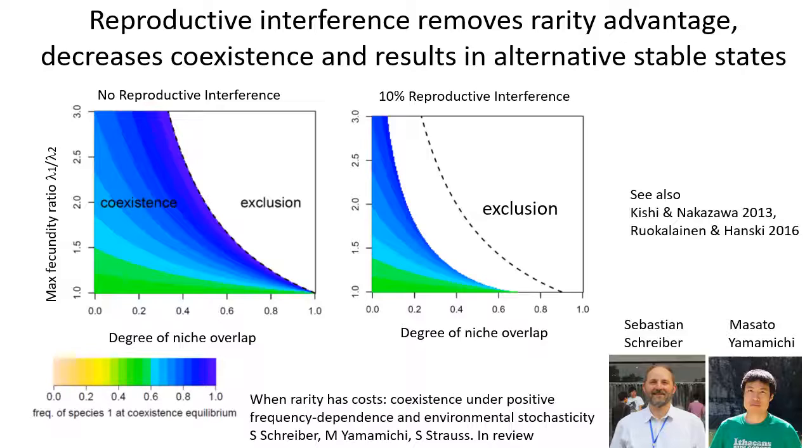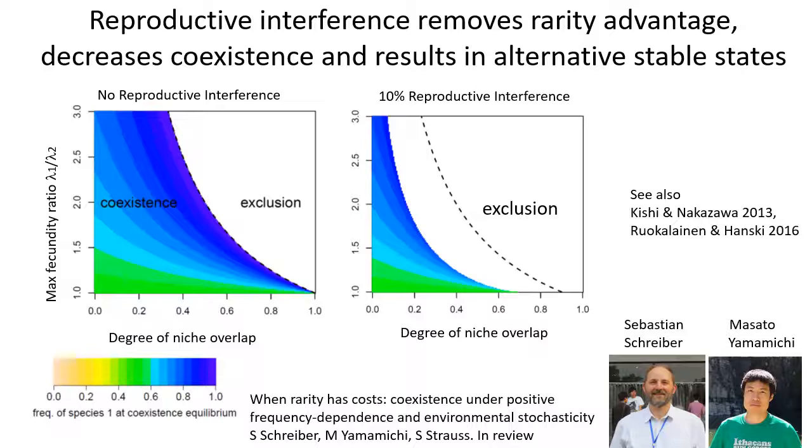But what if, when you're rare, you get more heterospecific mating attempts? We know from the literature on reproductive interference that being rare is a key part of this disadvantage. So Sebastian and Masato Yamamichi put together these models where we have the same degree of niche overlap and the same ratio of fecundities that we would need in these Chessonian type coexistence models, and we find that the rates of coexistence are greatly reduced even with 10% reproductive interference.